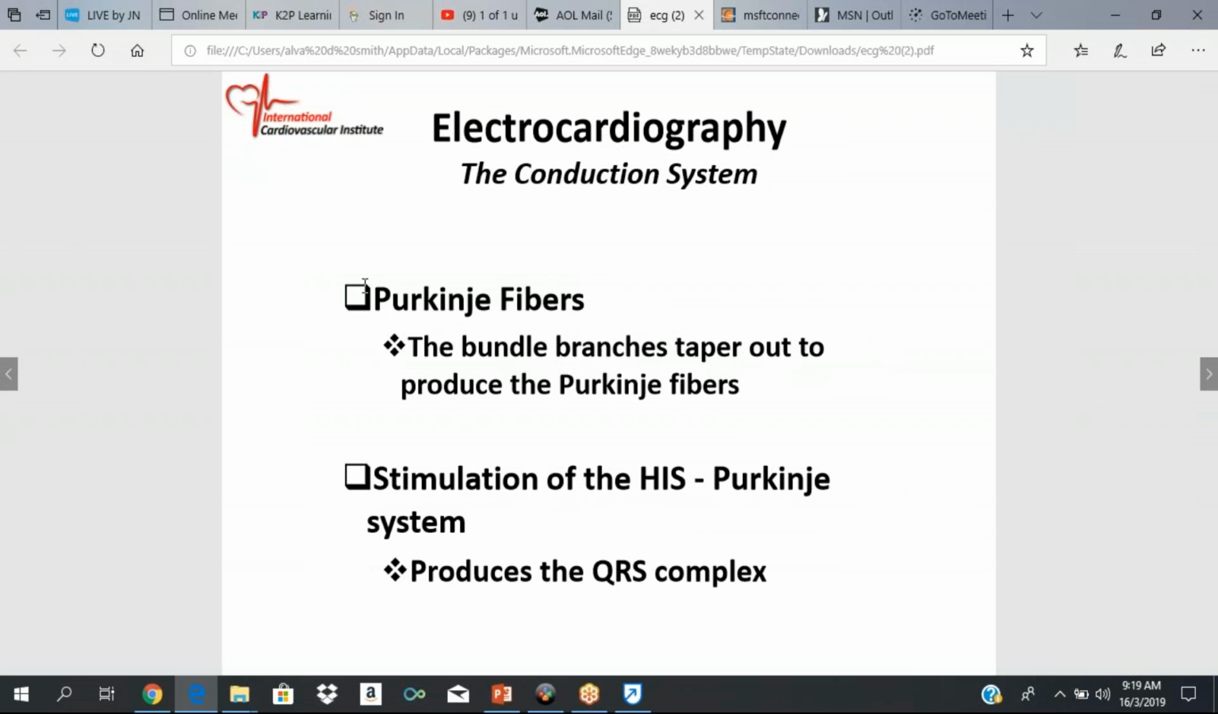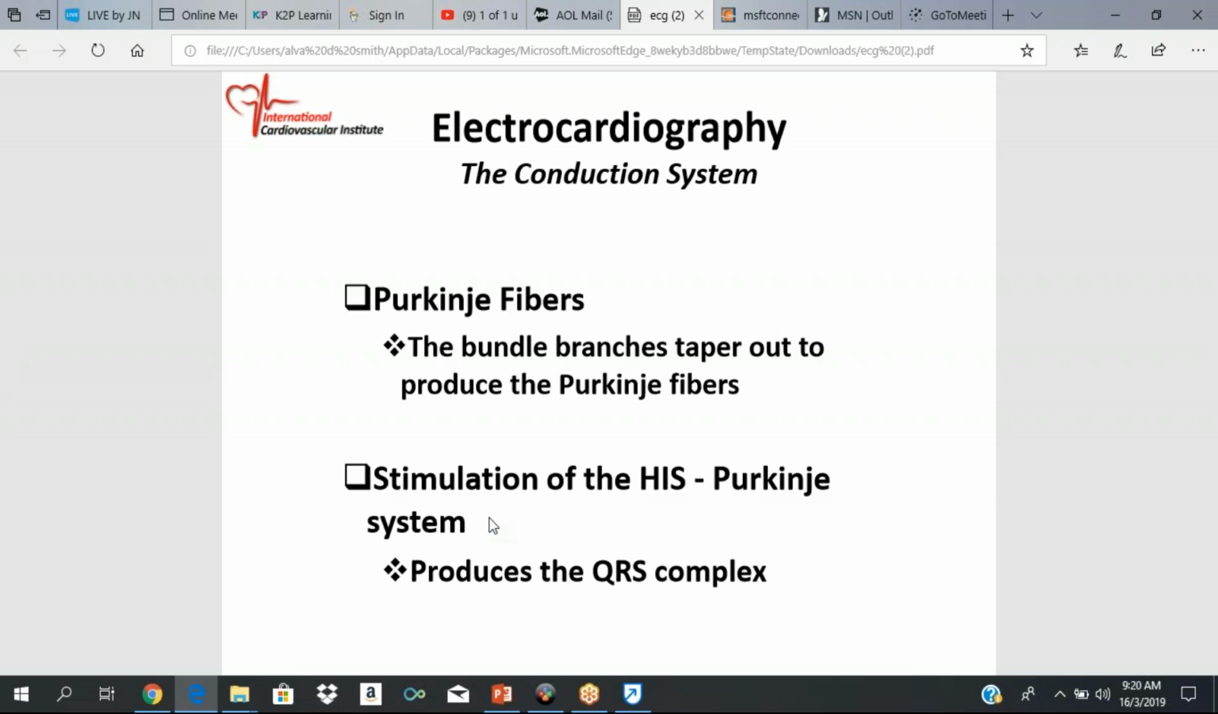And then, as we said, the bundle branches taper out to produce the Purkinje fibers, which penetrate the muscles and cause the muscles to contract. So, stimulation of the His-Purkinje system. Remember what we said about the QRS complex. The QRS complex represents depolarization of the ventricle. So it is stimulation of the His-Purkinje system which brings that about.